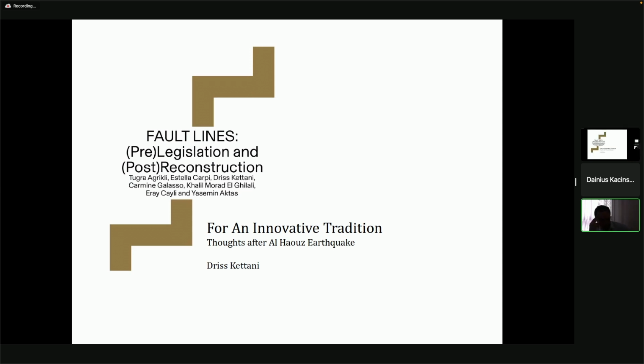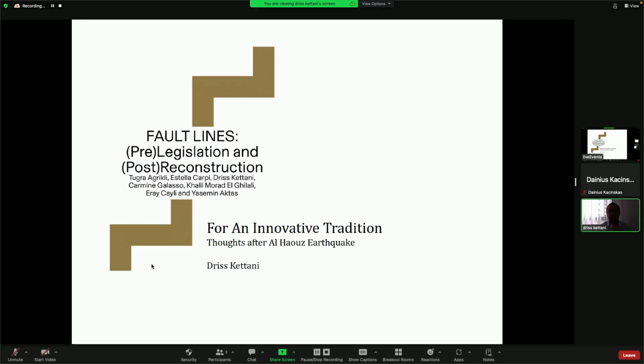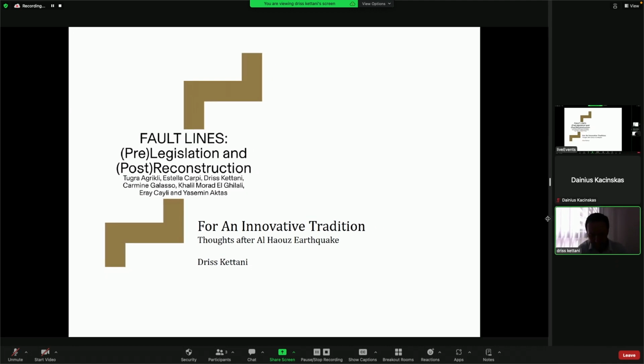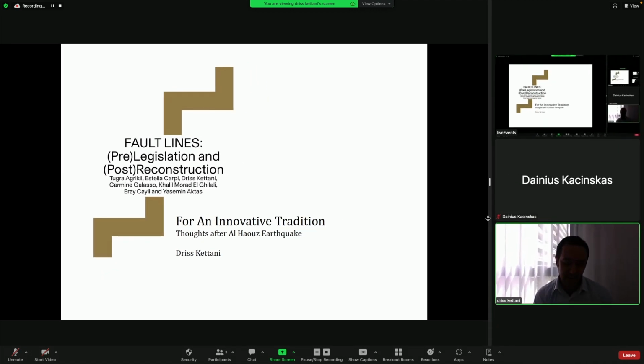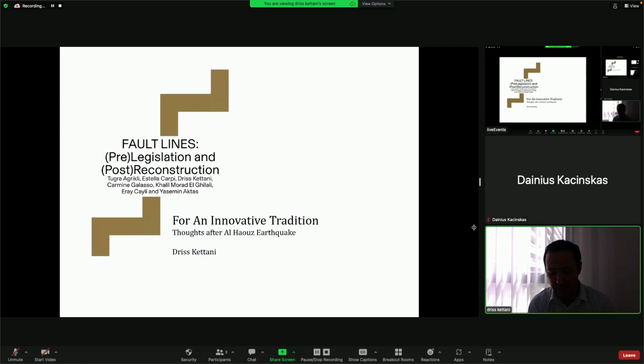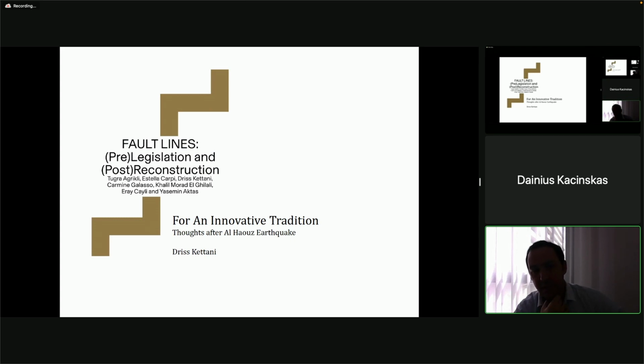The tragedy of September 8 in Morocco in the El Haouz region unfortunately led to almost 3,000 deaths and destroyed entire villages and harmed communities. But it also shed light on fragile yet vivid traditional urban fabrics and communities. And our role as architects, but not only architects, of course, is to help, to repair, and to save.